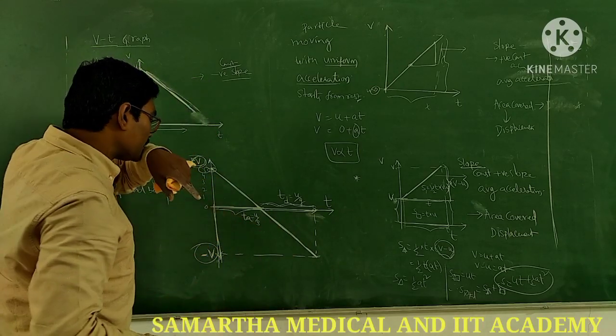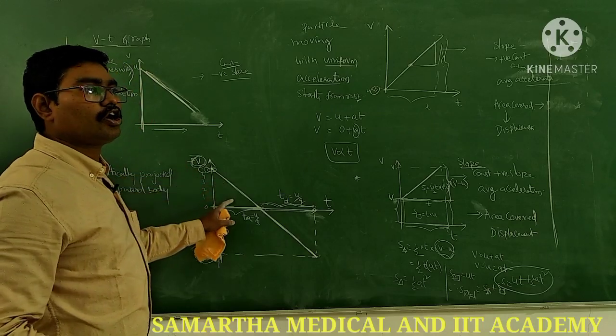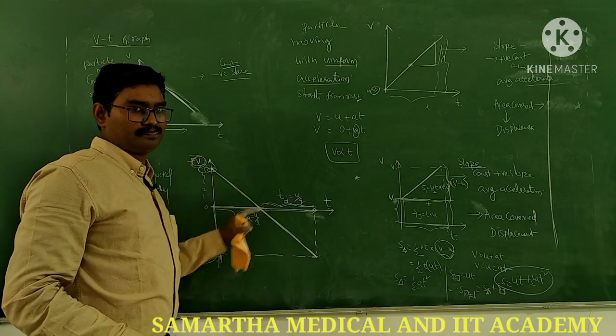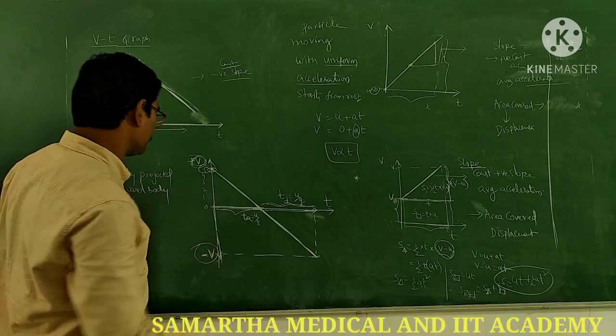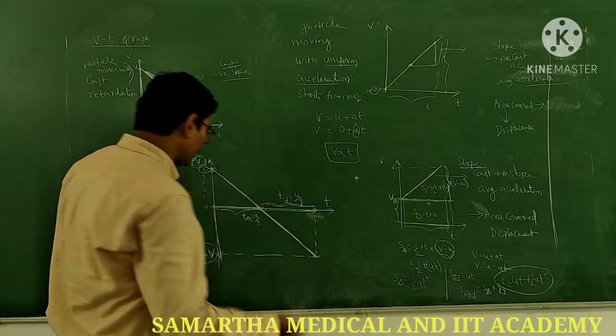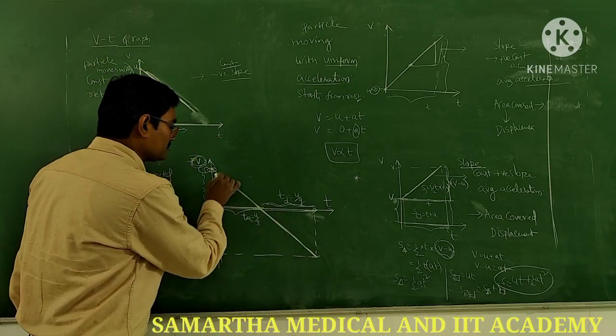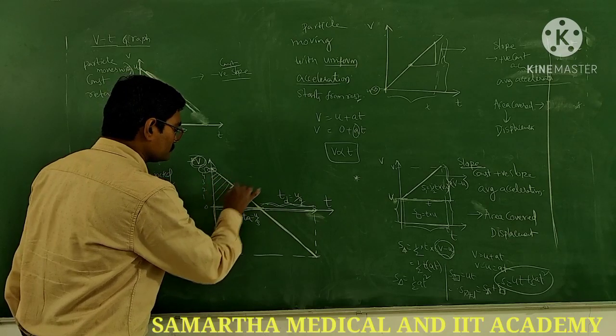Right, now see here. The slope is constantly decreasing. Here, constant negative slope. Next, see here. What is the area it gives? 0.